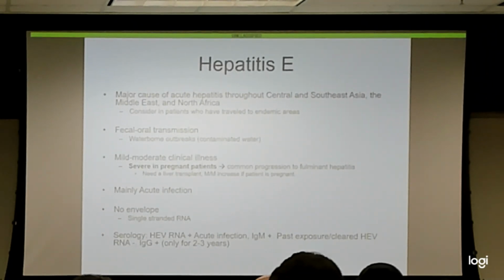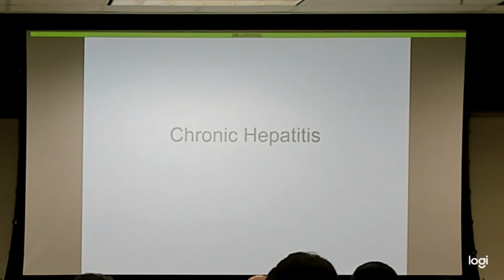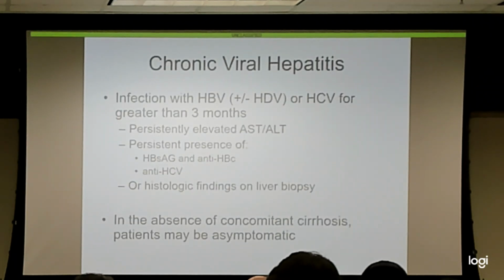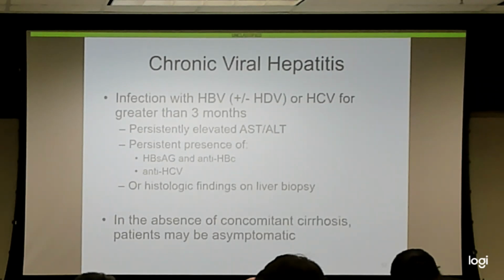I have another little chart. Make this kind of simple. Chronic hepatitis, infection with hepatitis B plus or minus hepatitis D, or hepatitis C for greater than 3 months. Persistent, so I'm going to check for persistently elevated AST and ALT, so that's going to kind of direct me to a chronic infection. And persistent presence of the hepatitis B surface antigen and the antibody for C, or histologic findings in the liver biopsy.